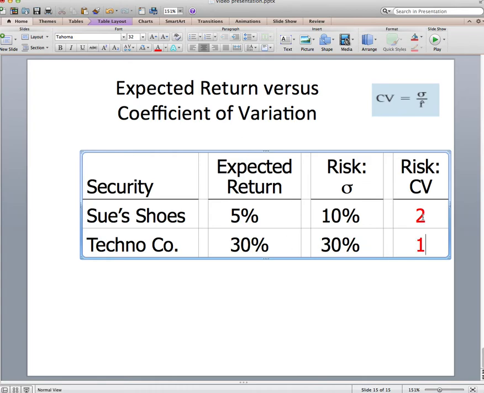So the coefficient of variation is much higher for Sue's Shoes. So there's a lot more risk relative to return. Even though Techno is a lot more risky in total, we may prefer Techno because the coefficient of variation is lower. So we're getting a lot more return relative to our risk.